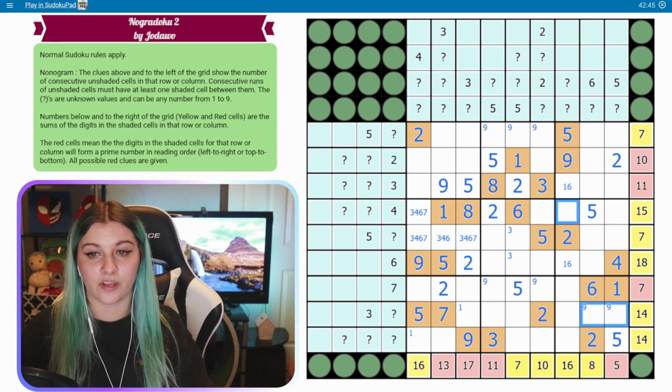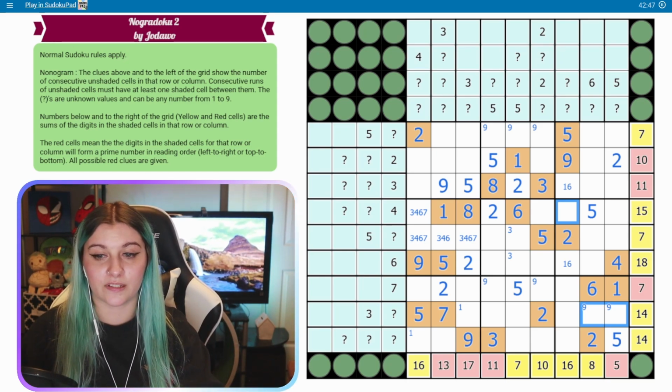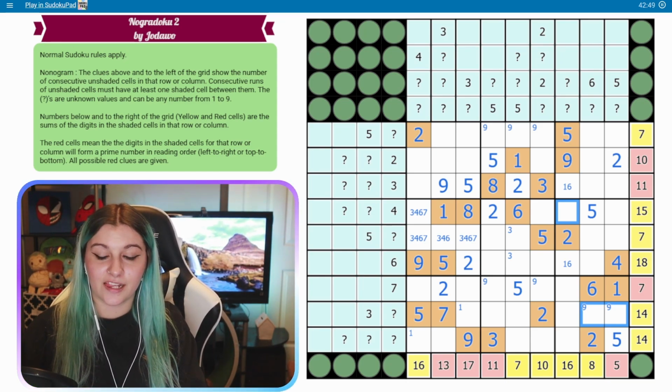Teaching myself Sudoku tricks as I go because I don't know Sudoku. What else? What else? What else?